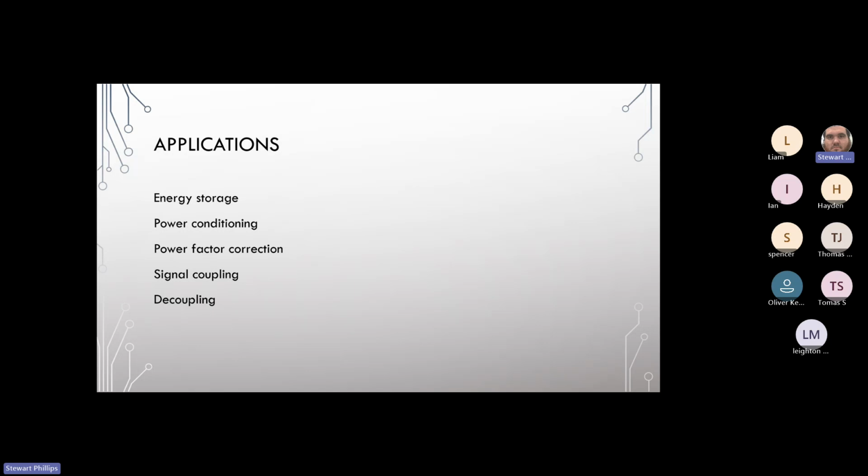Signal coupling. As a capacitor blocks DC, it can be used to separate the AC and DC components of a signal, for example in a satellite dish. And decoupling. It protects one part of a circuit from the effects of another. Noise caused by other circuit elements is shunted through the capacitor, reducing the effect the noise has on the rest of the circuit, which is very important in things like telecommunications and Wi-Fi.